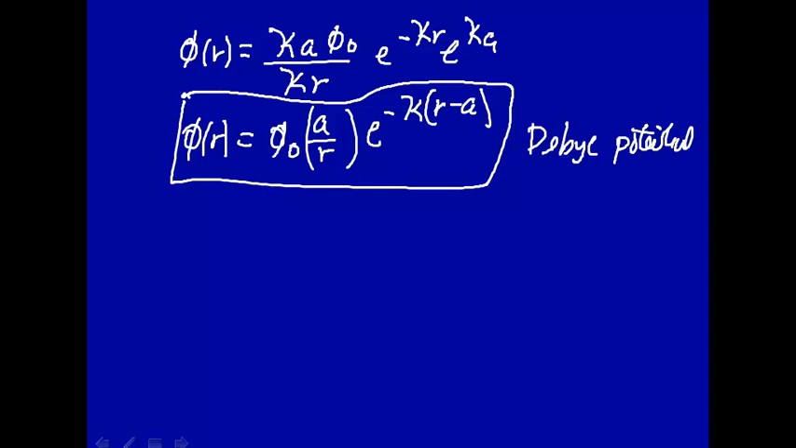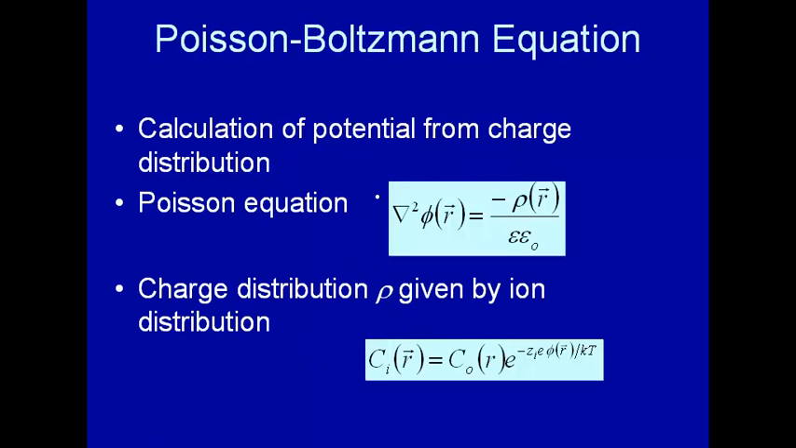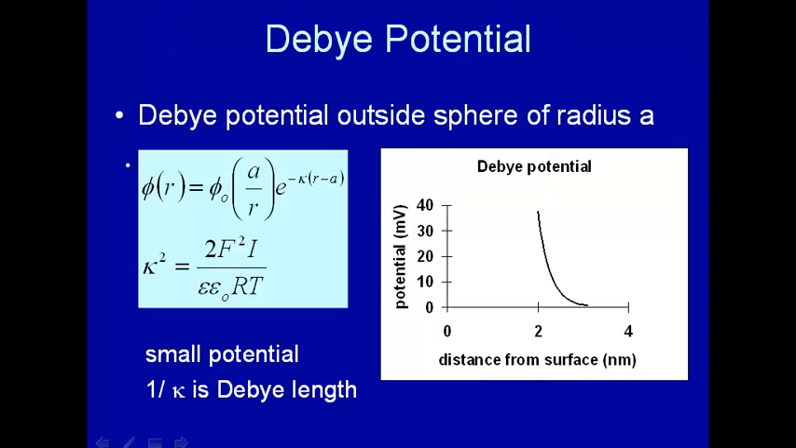All right, so let's touch base with our PowerPoint slides here. Well, we sort of really got ahead of ourselves. So here's a Poisson equation. We use the Boltzmann distribution to get how the concentration of ions varies, and finally we get the Debye potential.